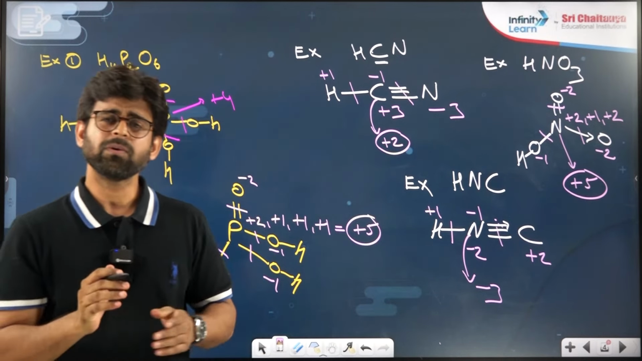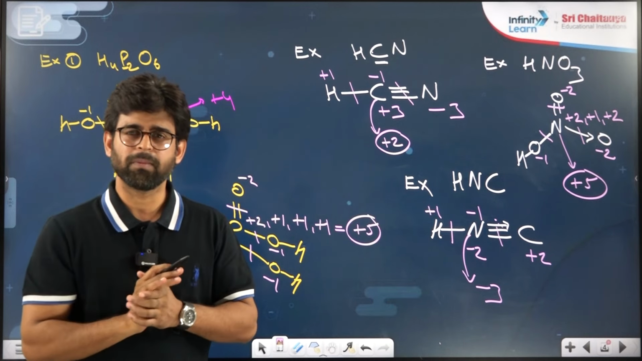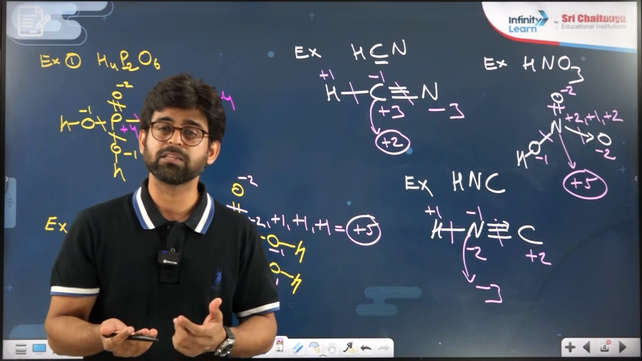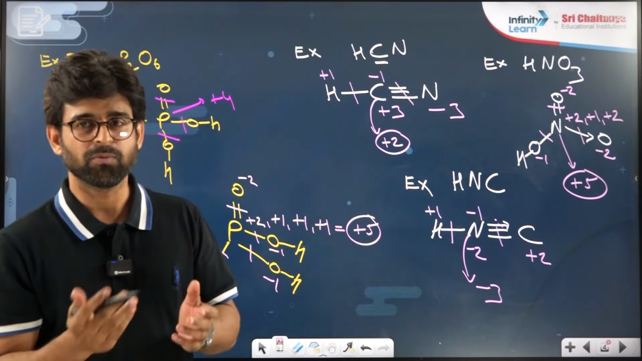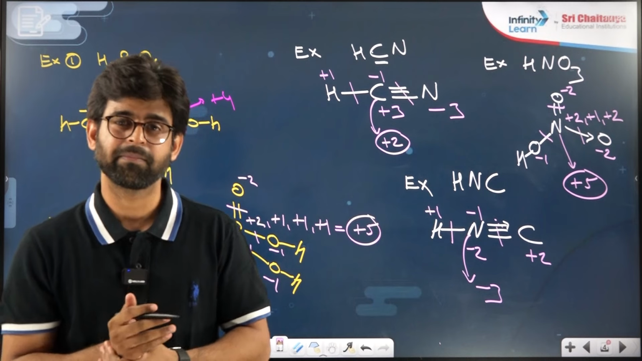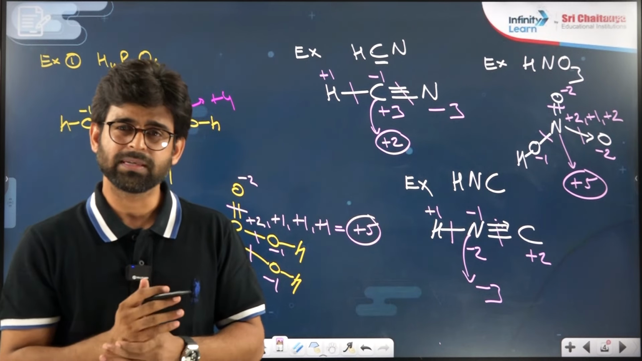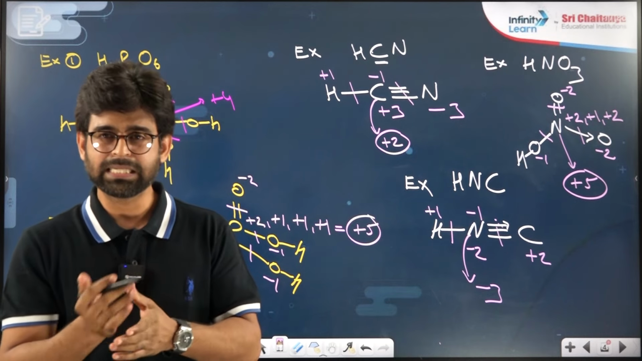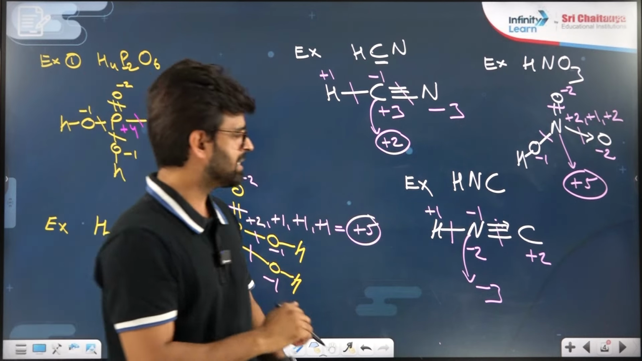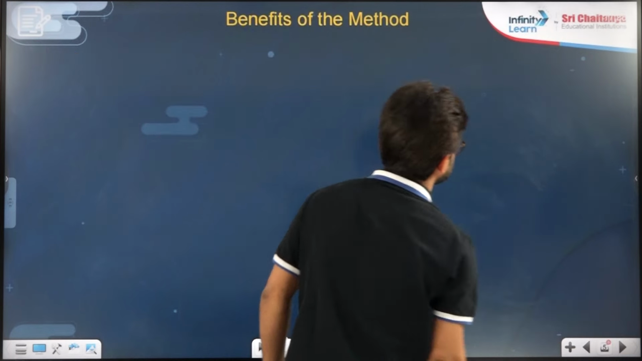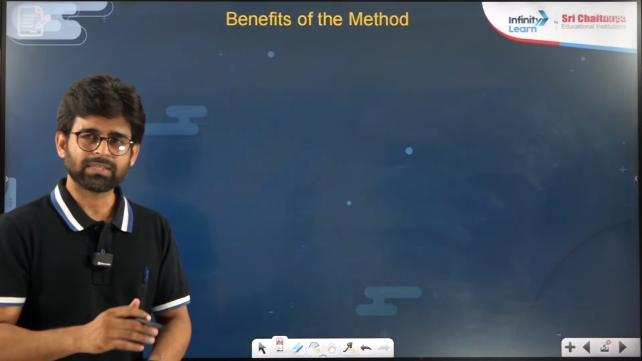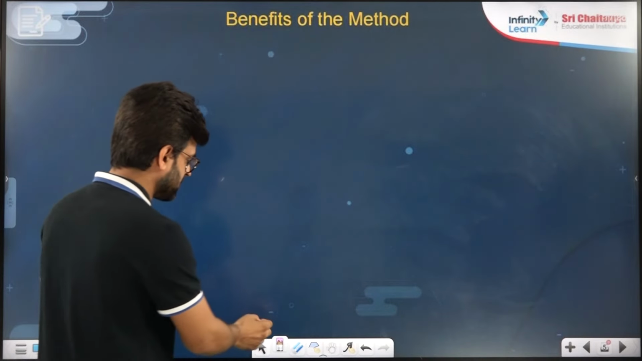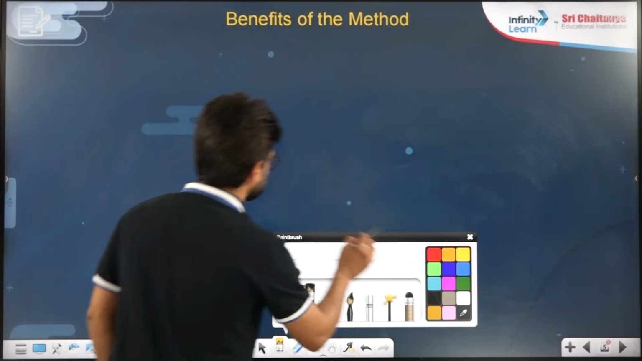Okay. Now one question comes to our mind: sir, these questions we can solve even by the formula. We can apply the formula and get the answer in less time. But I told you there are some questions which you cannot do without the structure. What are these? Let us see. So what are the benefits of this method?